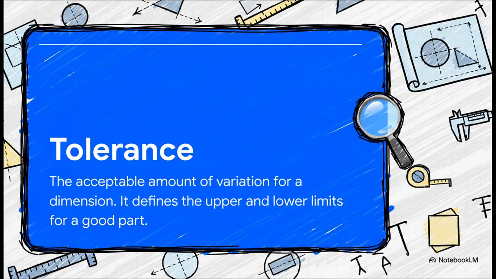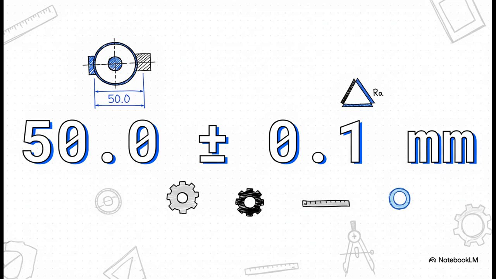It's physically impossible. So we have to define what's good enough. And that is exactly what a tolerance is. It's the acceptable amount of variation allowed for any given size. It sets the upper and lower limits for a part to be considered good. And this is a huge deal, because making something insanely precise costs a lot of money. So engineers use tolerances to make sure a part works perfectly for its job without costing a fortune. So instead of just writing 50, the drawing will say something like this: 50.0 plus or minus 0.1 millimeters. This tells the machinist that any part they make that measures between 49.9 and 50.1 millimeters is perfect. It's good to go. It's both precise and practical.